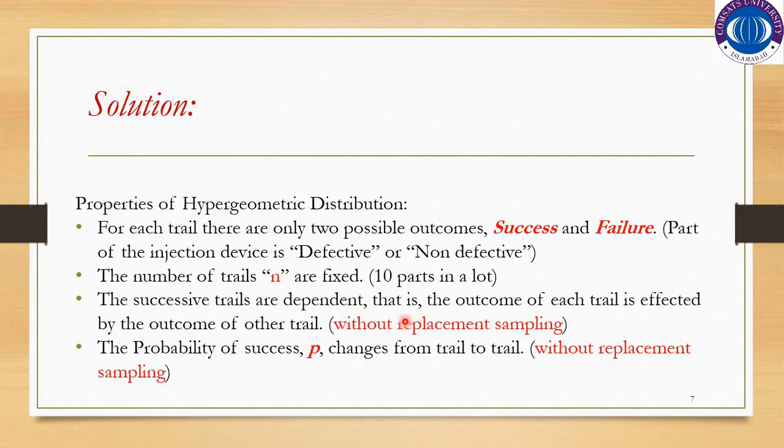The number of trials is fixed. There are 10 parts in a lot from which you are selecting 5 parts for the inspection. So n is equal to 5. The successive trials are dependent. That is, the outcome of each trial is affected by the outcome of other trials. This is without replacement sampling. Surely, if one part is tested or inspected, it should not be tested again. We will not substitute that part again in the lot. It would be kept aside, and we will go to the other part. So this is sampling without replacement. And as you know, in without replacement sampling, the probability of success changes from trial to trial.